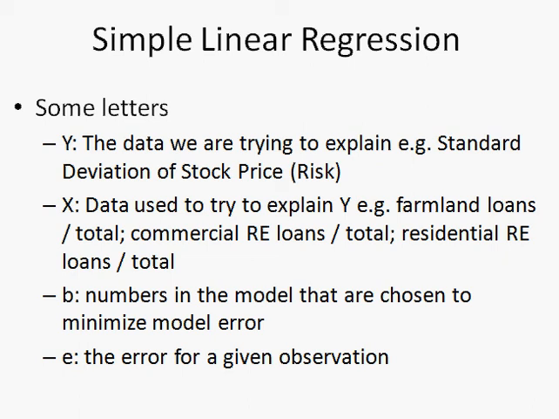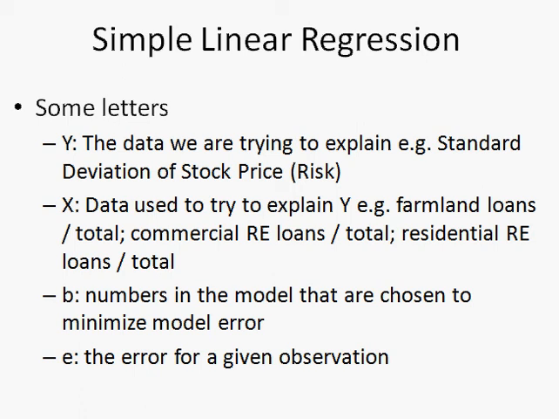So that could be, for example, the fraction of total loans that were of any particular type. So, 10% farmland loans for one firm, 7% farmland loans for another, 0% for a third firm, and so on. So farmland loans out of the total, commercial loans out of the total, residential real estate out of the total, all of those could be variables that might be helpful in explaining risk.